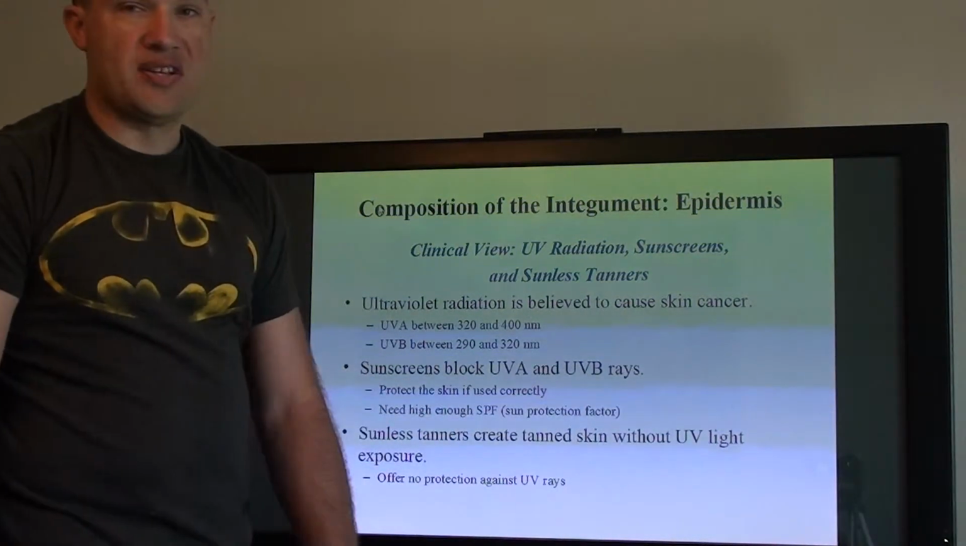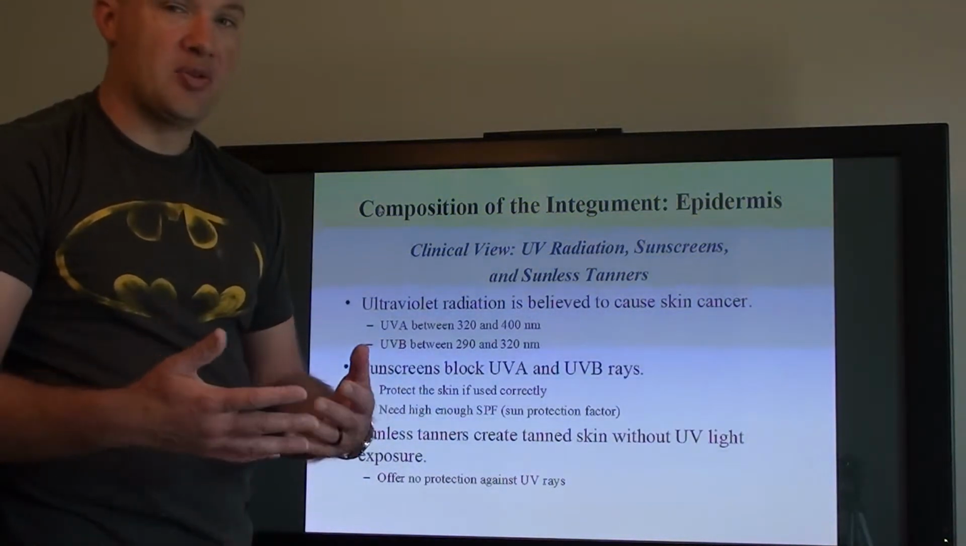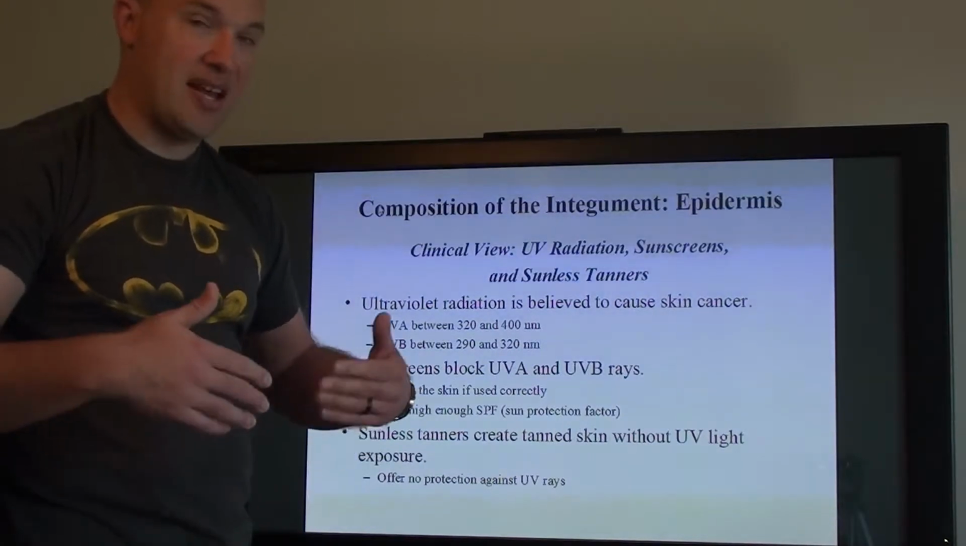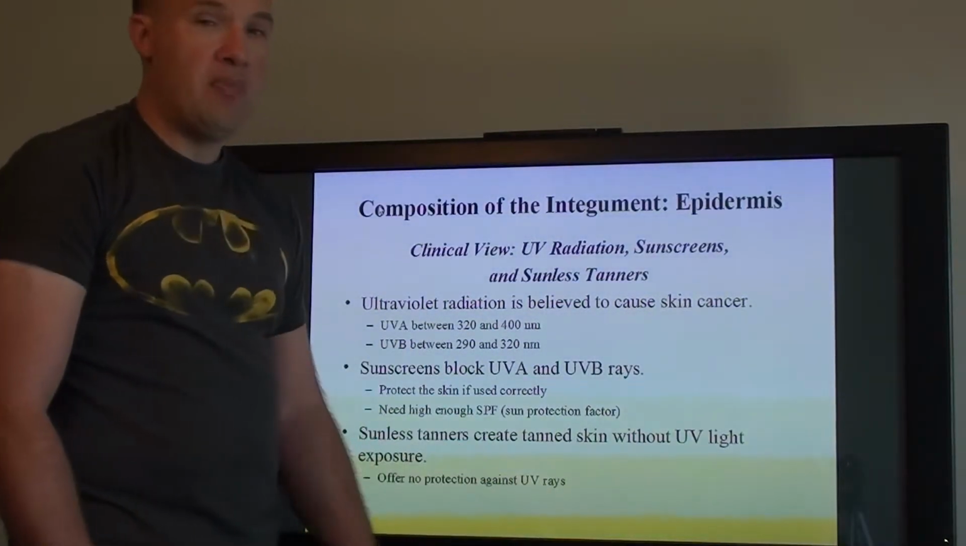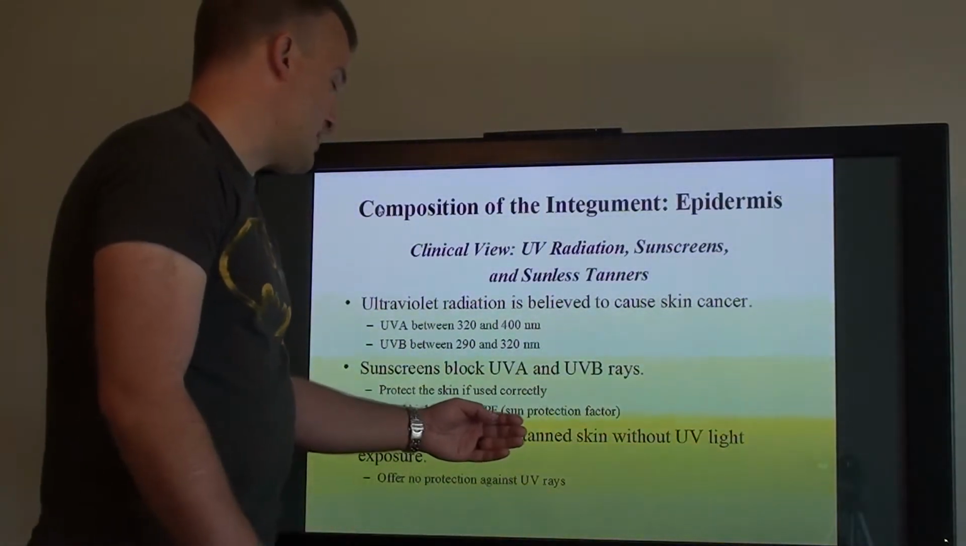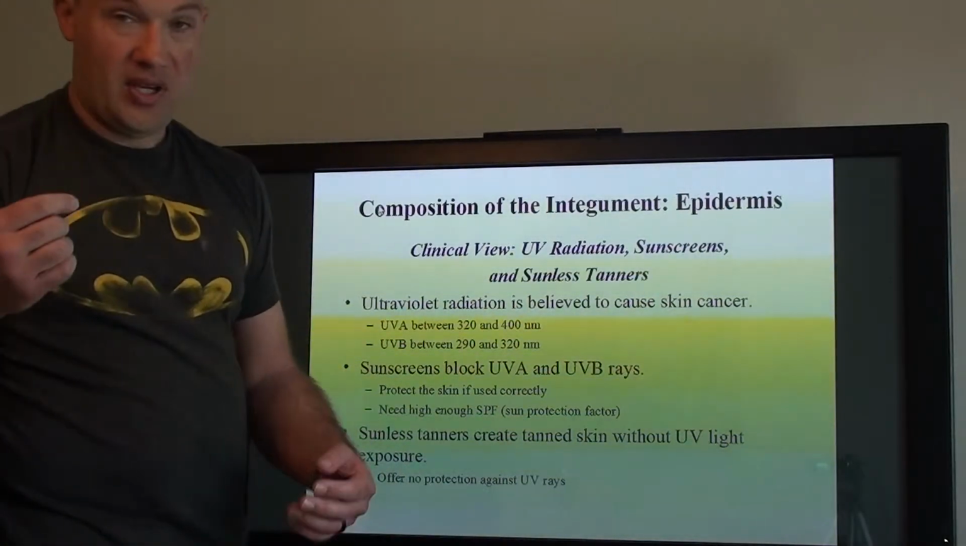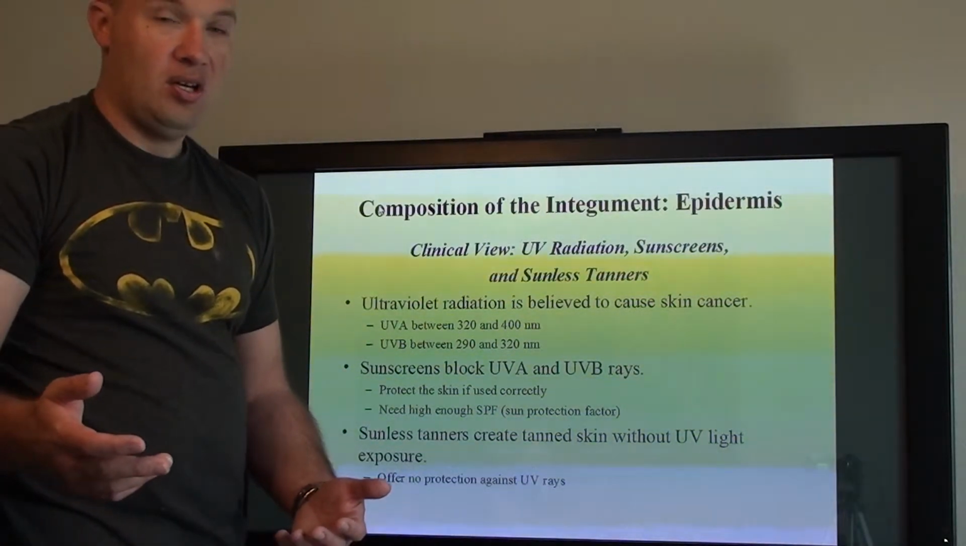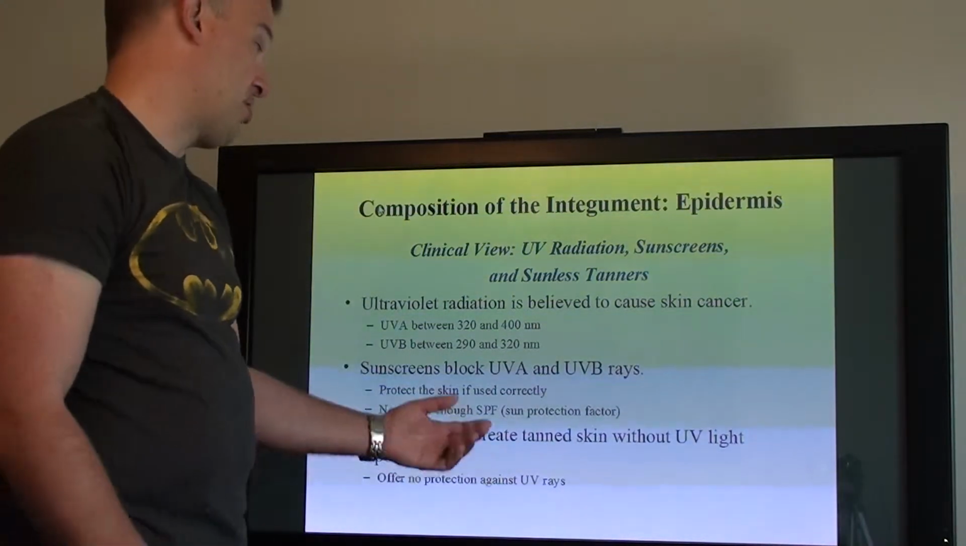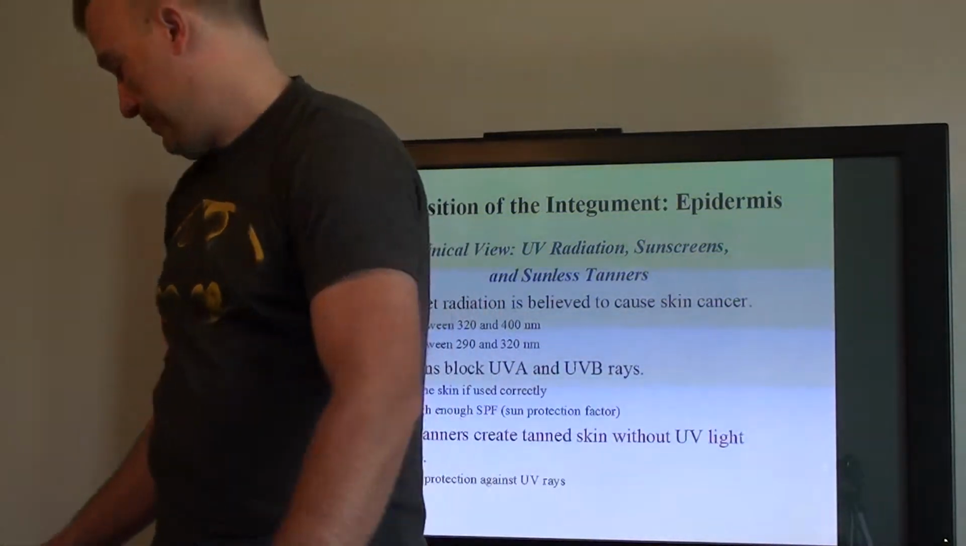Just realize that sunless tanners create a chemical reaction with the keratin in the skin that gives it that tanned look, but they're not creating melanin. And so realize that sunless tanners don't give anyone any protection against UV radiation. You still have to use a sunscreen in that case.